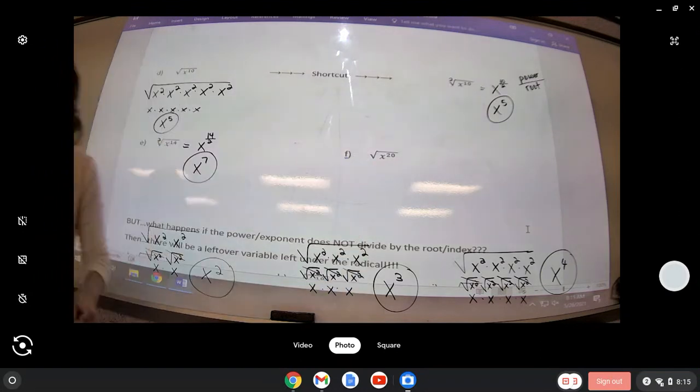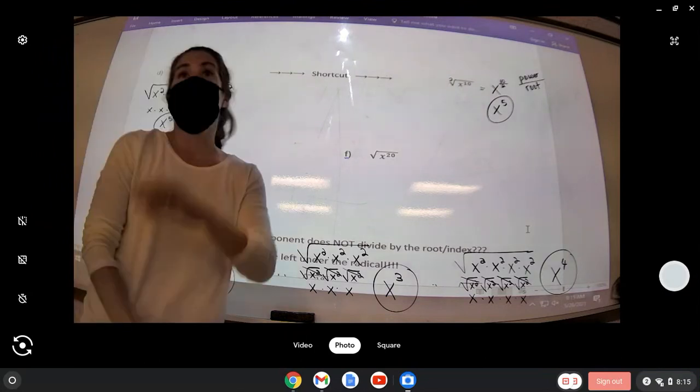All right, you guys tell me right now, what is the square root of x to the 20th going to be? And so I have a question.